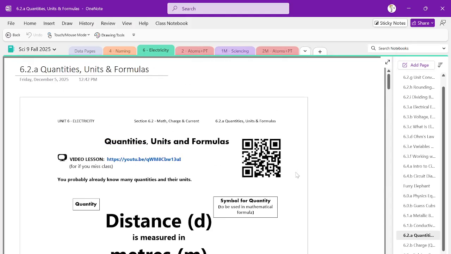Okay, ladies and gentlemen, we are on page 22. Page 22. All right.